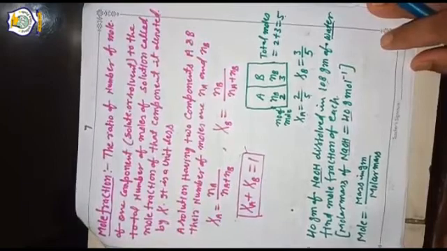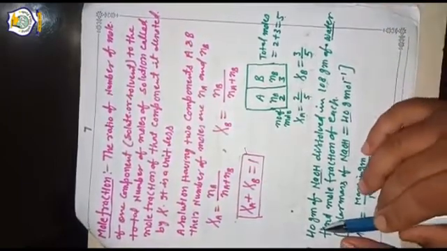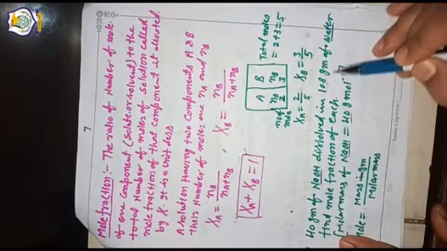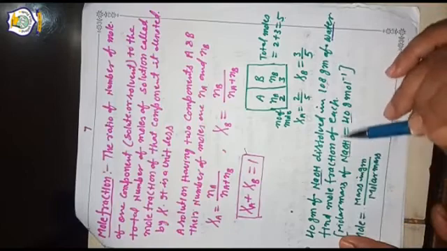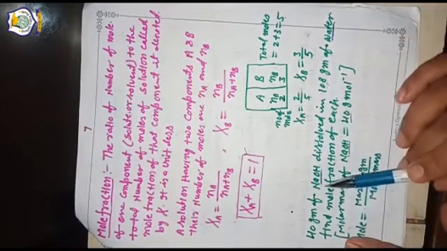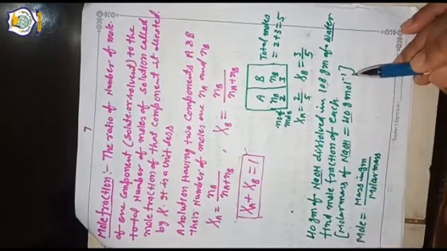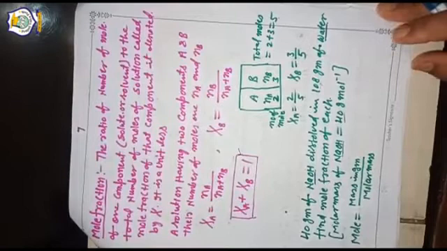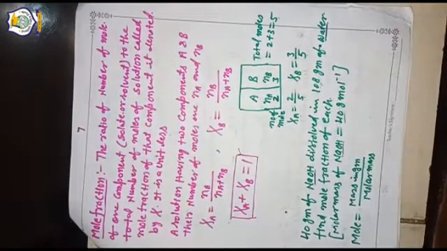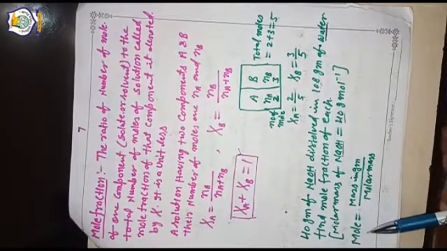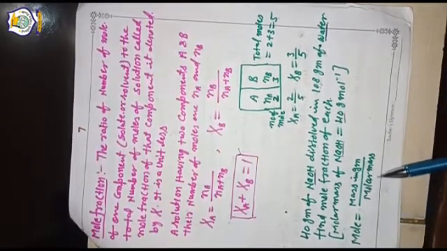Now solve the sum problem. 40 gram of NaOH is dissolved in 108 gram of water. Find the mole fraction of each. We know that the molar mass of NaOH is 40 gram per mol. For finding the mole fraction, first of all we find the moles of both components. The mole of any component is found by the formula: mole equals mass in gram upon molar mass.